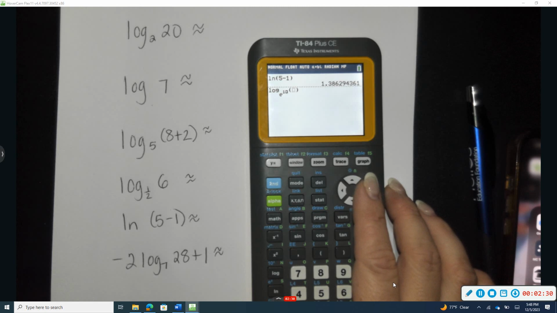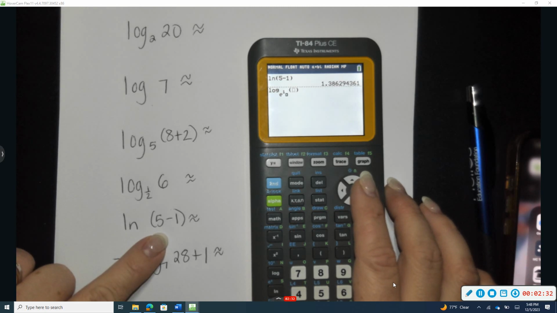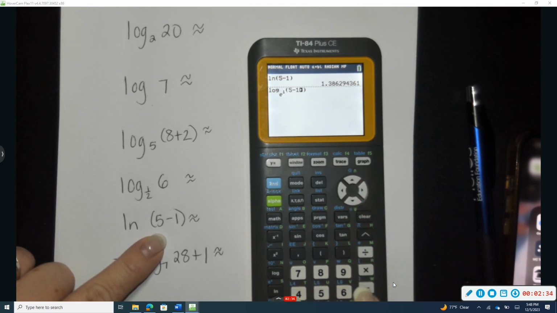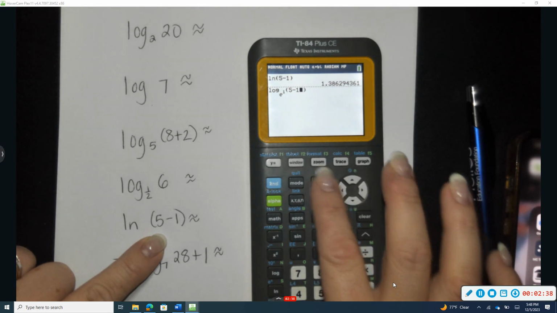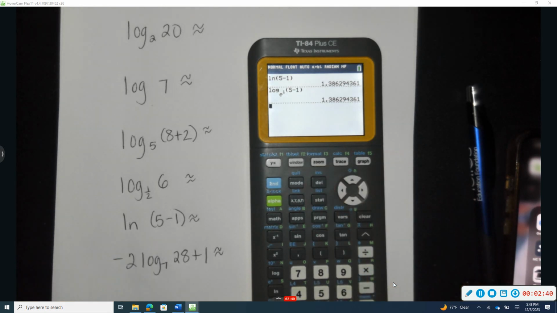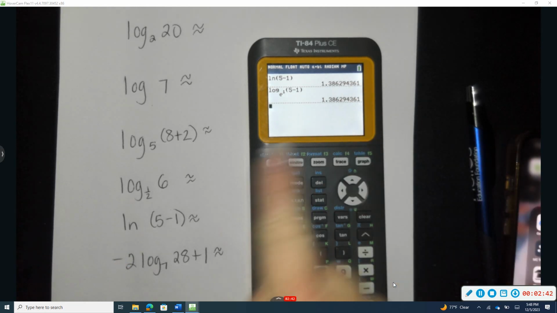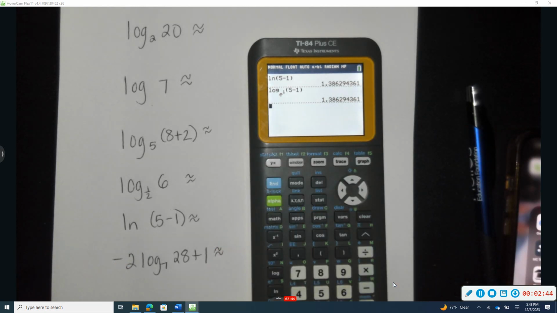And then I need to, behind it, go 5 minus 1. And I think I don't need that parenthesis. There we go. And I should get the exact same answer. So log base e is equivalent to ln.